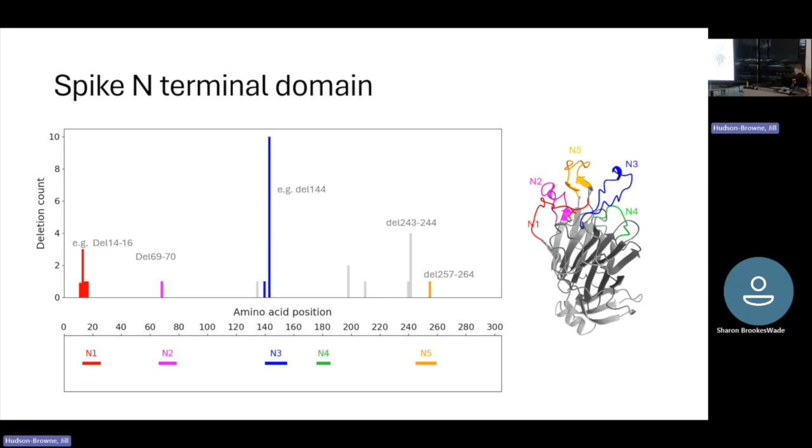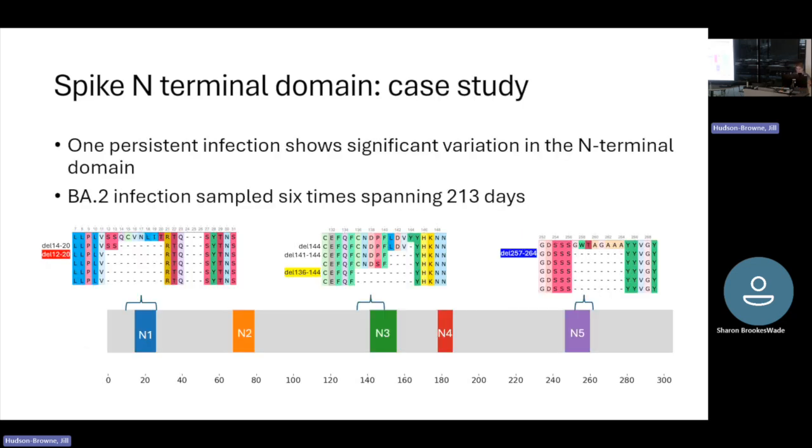So for the last few minutes or so, I'd just like to talk about a particularly interesting persistent infection. This was a BA.2 persistent infection. It lasted 213 days. And what was really interesting about this one is that we saw the emergence of multiple deletions within the N-terminal domain, all of them within these loop structures, specifically N1, N3, and N5.